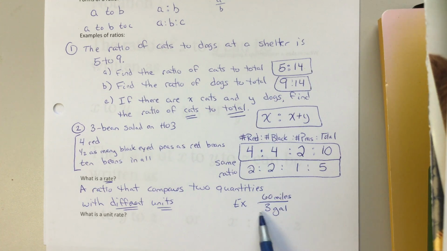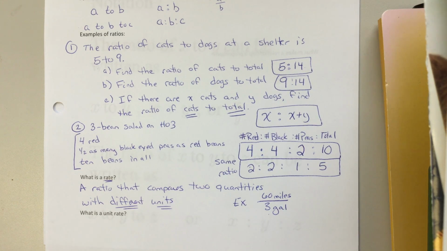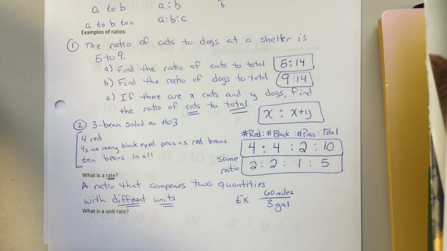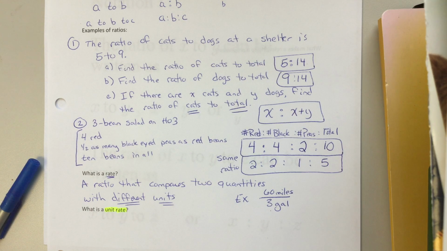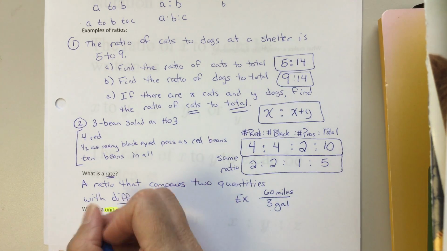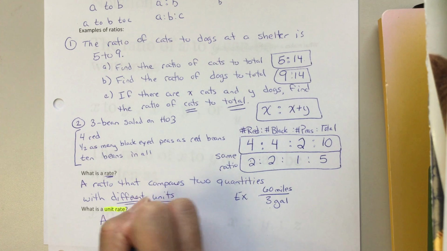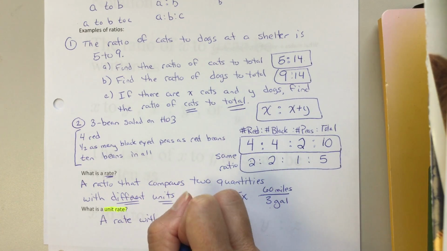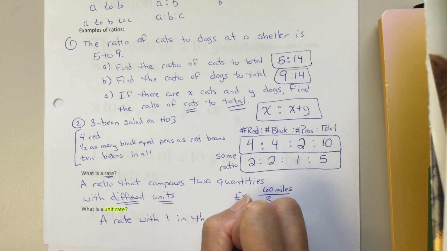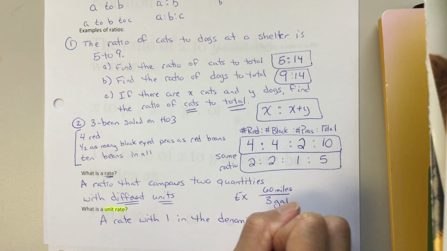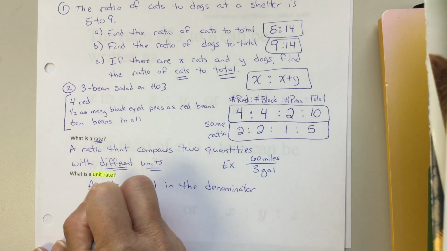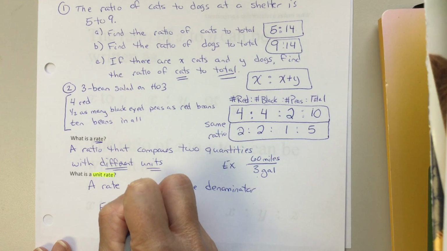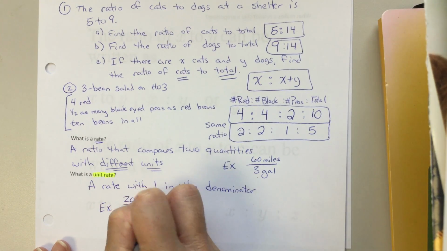Now when you see something like this, a lot of people are really tempted to reduce this and say, well, that would be the same as 20 miles in 1 gallon. And so this is what we call a unit rate, and this is definitely the most common type of rate that we see because it's really the most useful. So a unit rate is a rate with 1 in the denominator. Okay, so we could take our rate from up here, and if we went ahead and simplified that, we would have 20 miles for every 1 gallon.